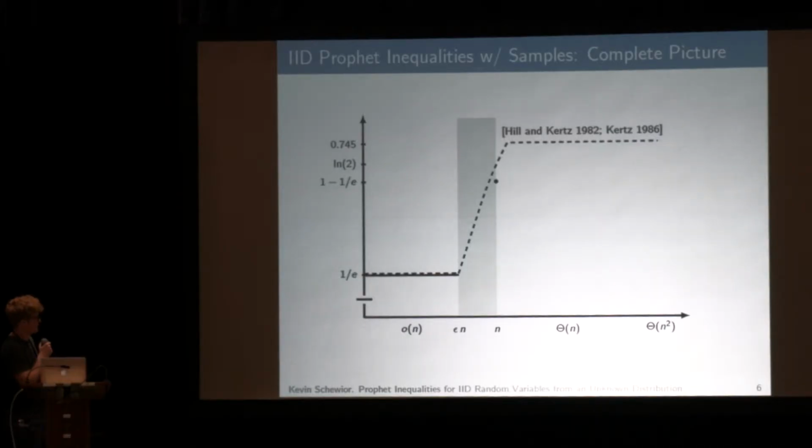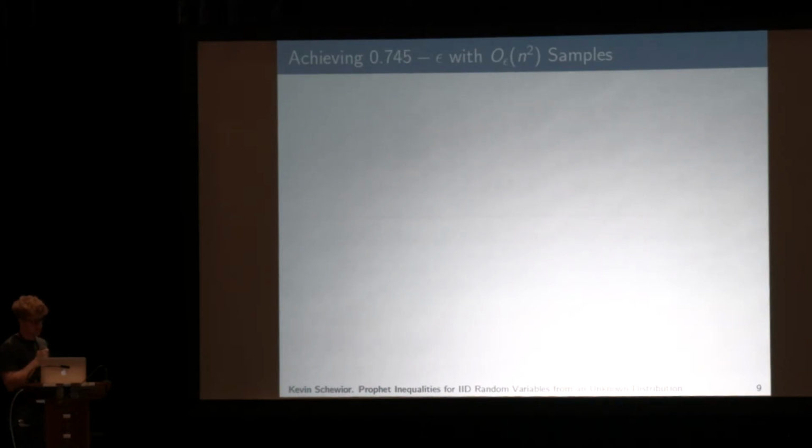All right, so what I just showed you is this point here. So we can achieve 1 - 1/e for given n samples. And the impossibility result that we get for n samples is ln 2, so there's still a gap there. There's also a gap between the upper and lower bound here. And what I want to talk about last is how we actually get arbitrarily close to 0.745, which is the best value we can achieve even if we know the distribution.